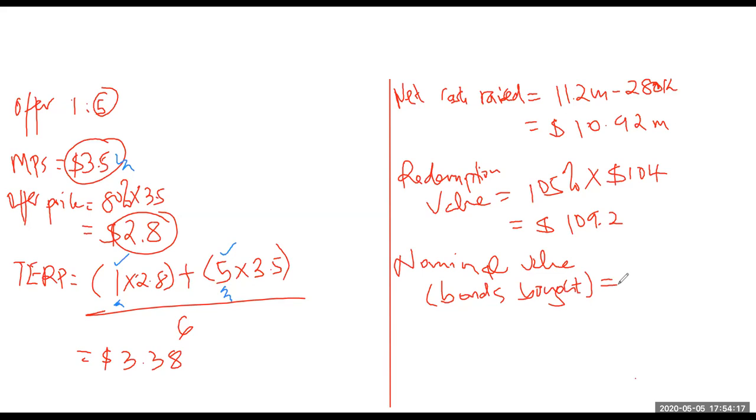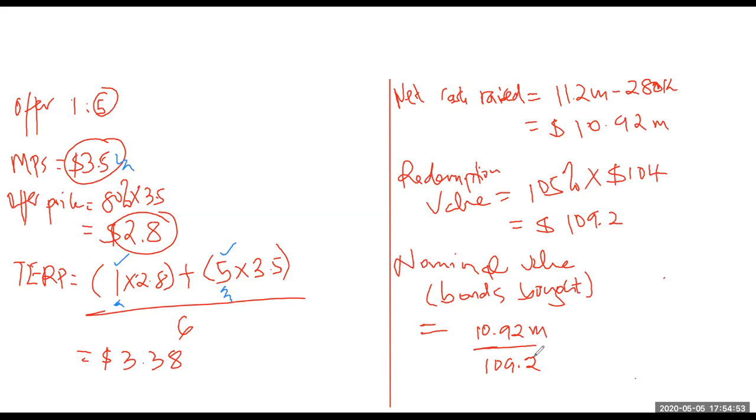is equal to the amount of money we have, which is 10.92 million. 10.92 million is the amount of money you have, and for every bond we are paying 109.2. How many bonds do we pay for? We simply divide. The amount of money you have is 10.92 million, and you pay 109.2 per bond. That will give the number of bonds.